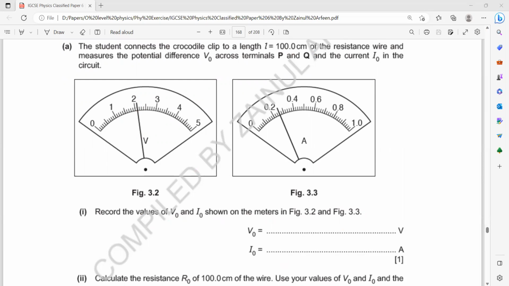So what is the voltage here? You can use screen annotation or you can use chat, you can use mic to state the value. So voltage is 2.1. And how much is the current?